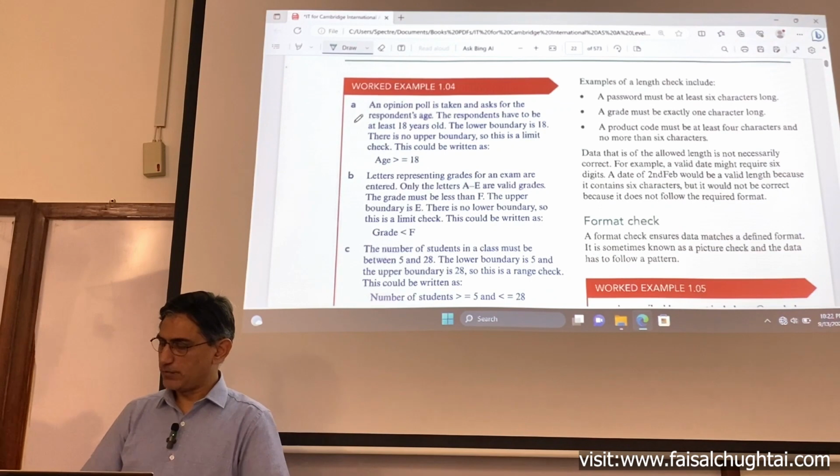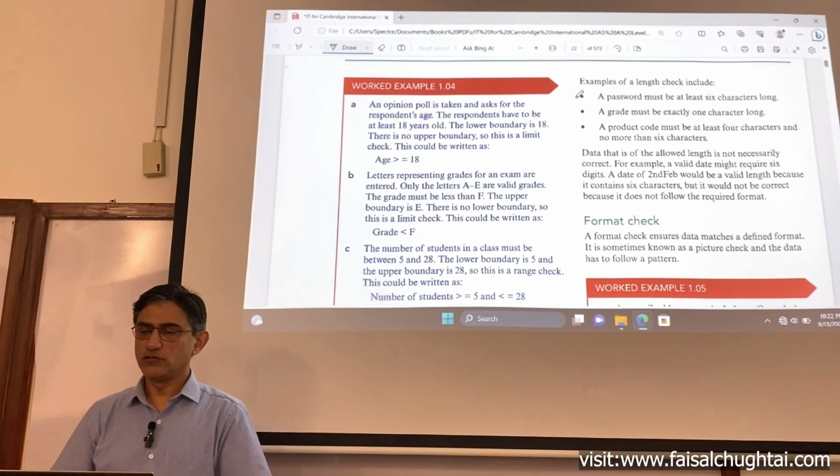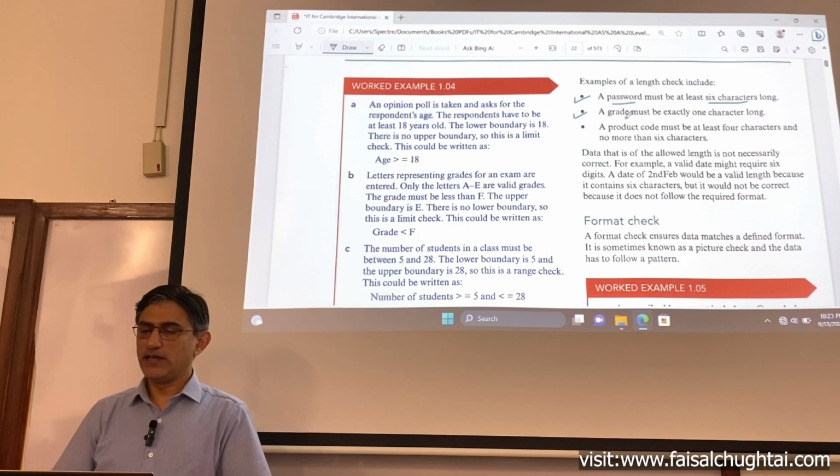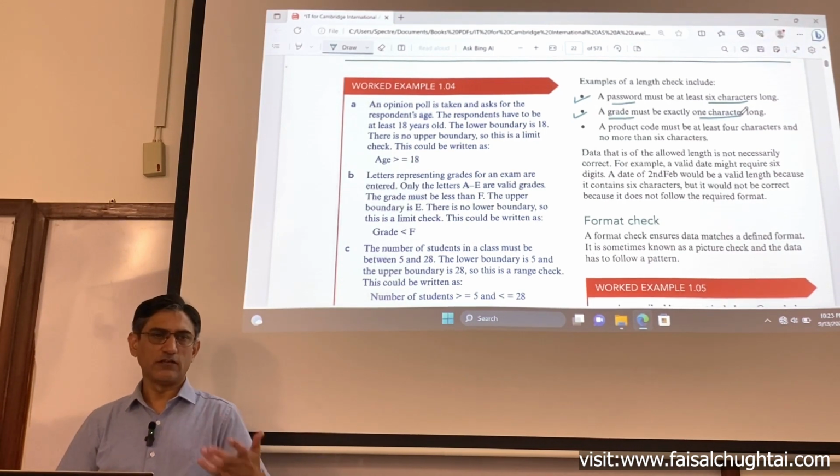Some of the examples that have been given here are the password example. A password must be at least, for instance, 6 characters long. A grade must be exactly 1 character. Grade such as A grade, B grade.